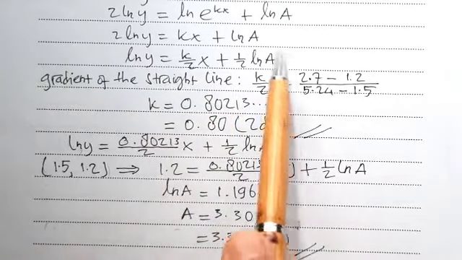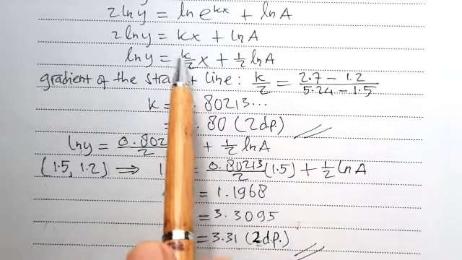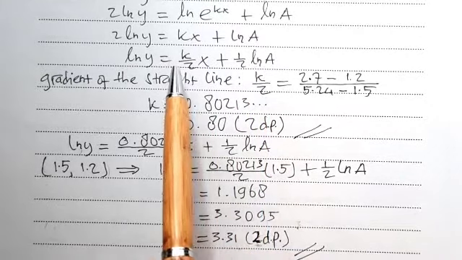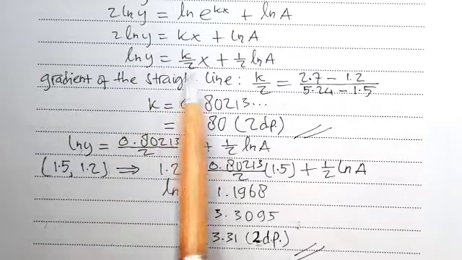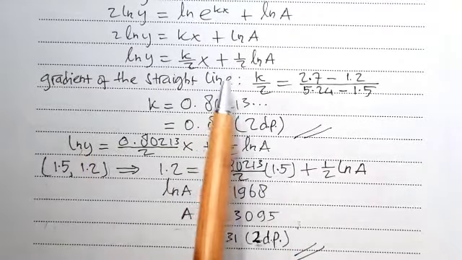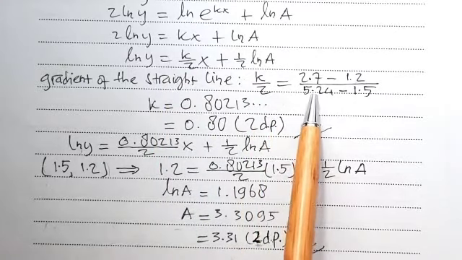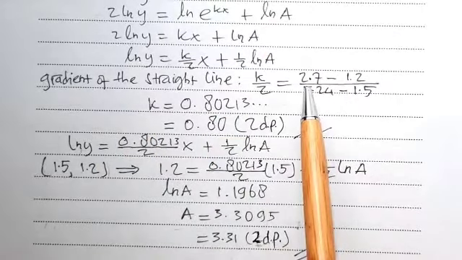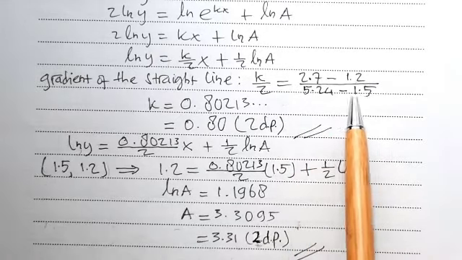Thus from this linear relation between ln y and x, k over 2 is the slope of the straight line in the graph, and half ln a is the intercept of ln y, that is the vertical axis intercept. Now the gradient of the straight line, k over 2, equals, using the two already known points on the graph, (2.7 minus 1.2) divided by (5.24 minus 1.5).